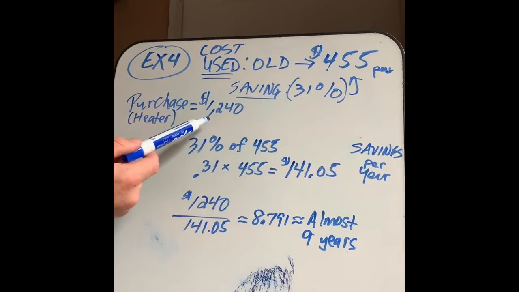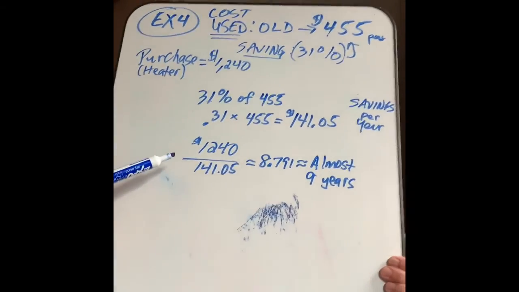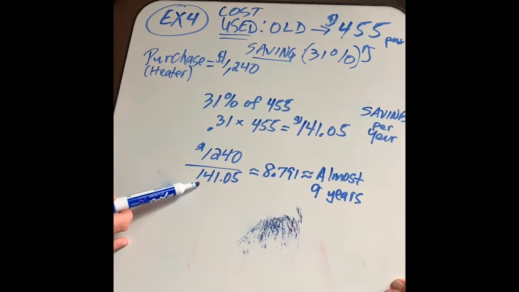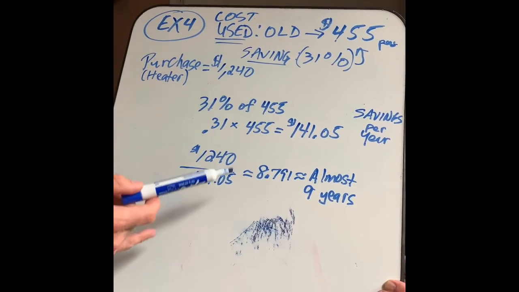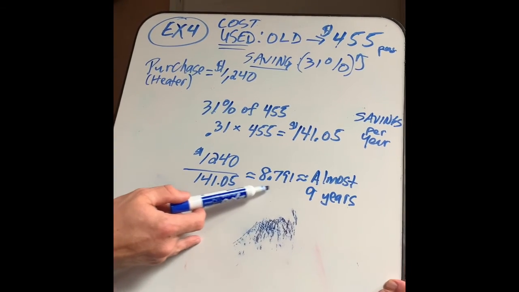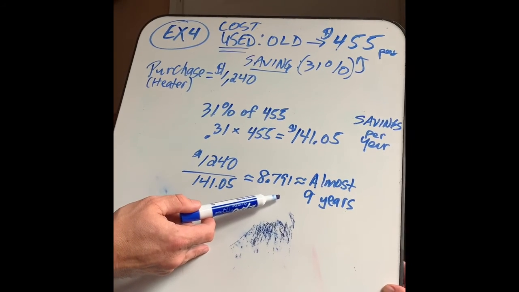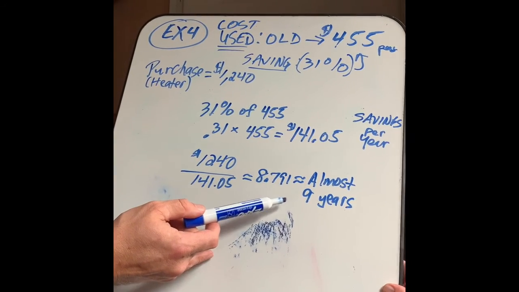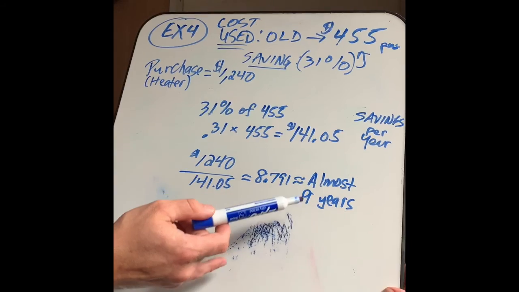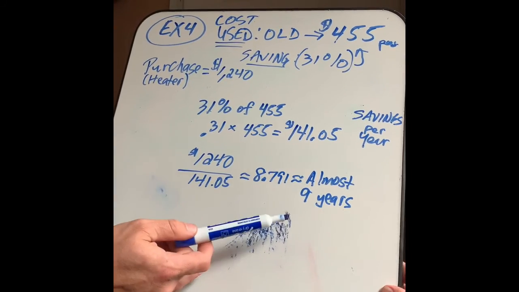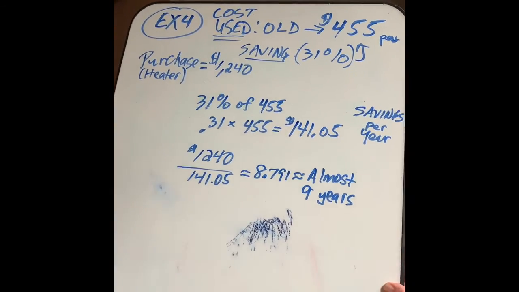We're going to divide them. The cost, $1,240, divided by how much you're saving each year, $141.05, comes out to be this decimal, about 8.8. But if you're saying 8.8 years, about 9 years, and somewhere around there. And once again, we show our work. That's going to be great for full credit.